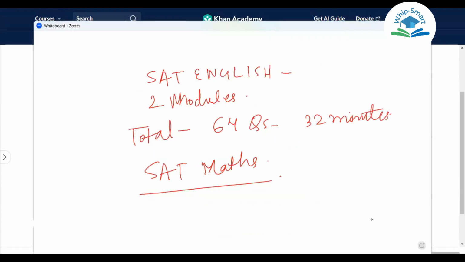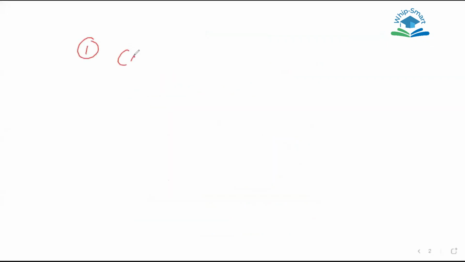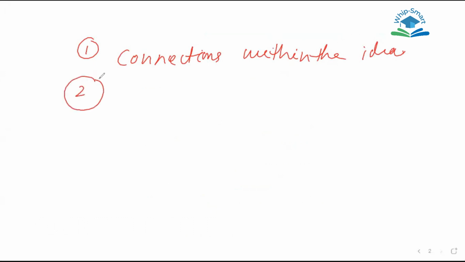So the first thing which is very important for you to understand is making connections within the idea. That's what we were doing, right? If we have to understand what the entire text is talking about, then ideally we have to make the connections between the ideas within the text, number one. Number two, very important, is to anticipate the answer even before we are looking at the choices.